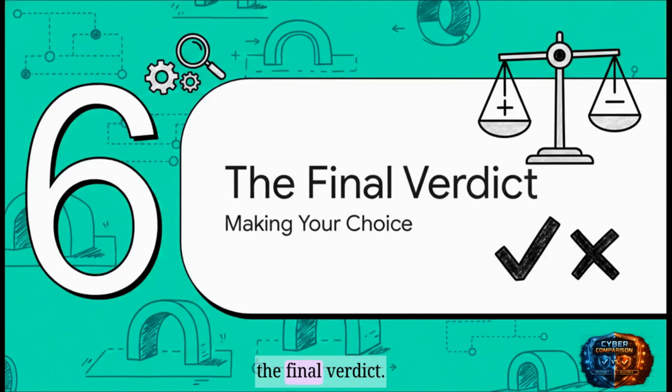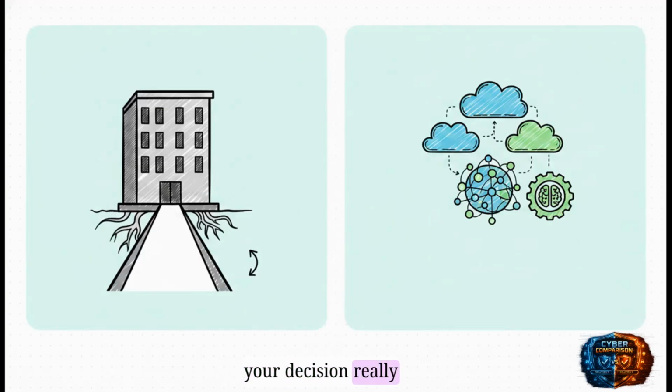Section 6, the final verdict, making your choice. To sum it all up, your decision really boils down to this. Keep Tunnel 1.0 if you need a stable architecture, you've got minimal cloud transformation on the horizon, and your network operations are conservative. But choose Tunnel 2.0 for literally any new greenfield enterprise deployments, multi-cloud organizations, global rollouts, and environments running modern DevSecOps or AI-enabled SOCs. Tunnel 2.0 is simply the default choice for modern enterprise deployments.